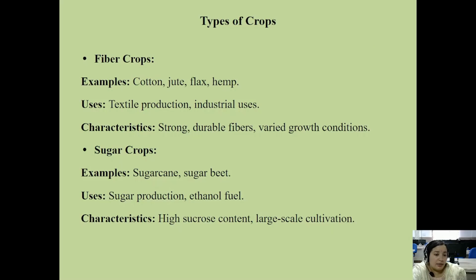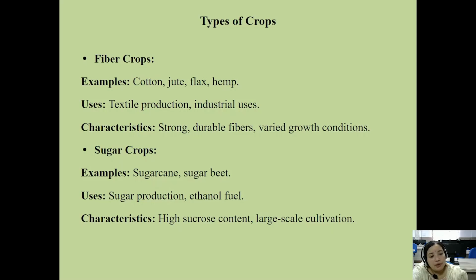And the characteristics are strong, durable fibers and varied growth conditions. Strong durable fibers and varied growth conditions are the characteristics of fiber crops. Then sugar crops. Sugar crops examples are sugar cane and sugar beet, and uses of sugar crops are sugar production and ethanol fuel, and the characteristics are high sucrose content and large scale cultivation.